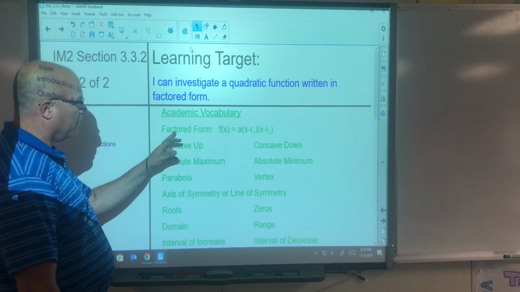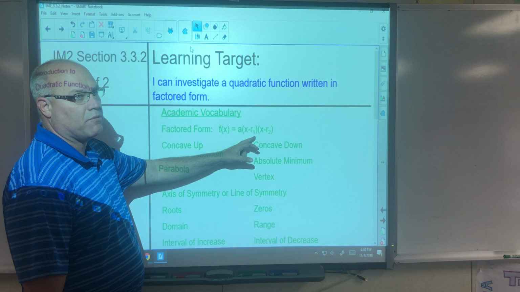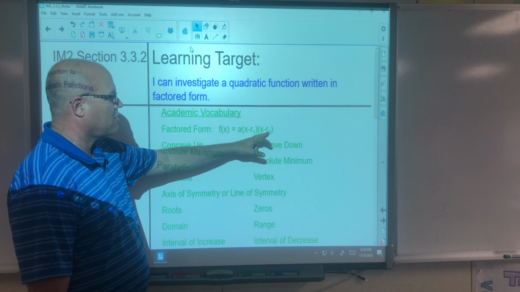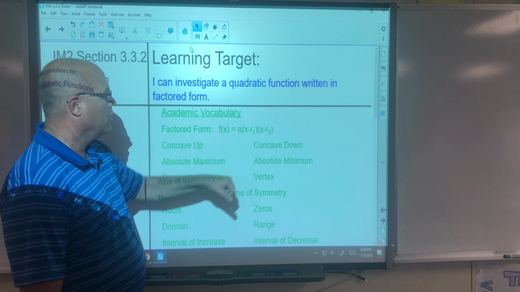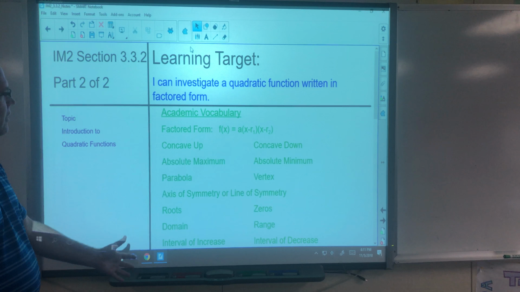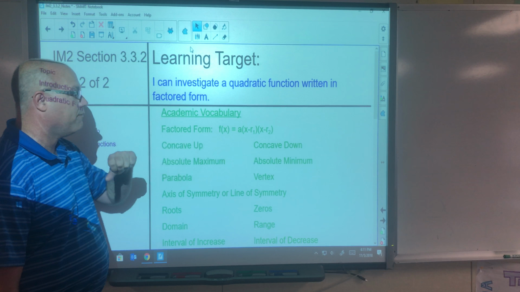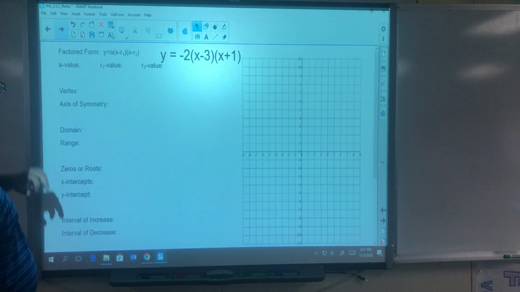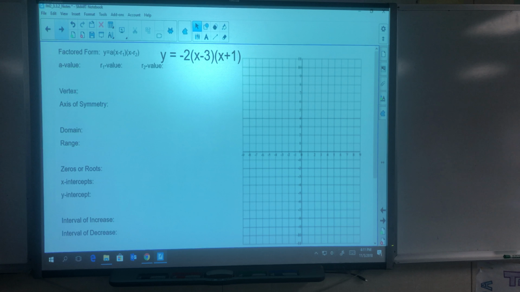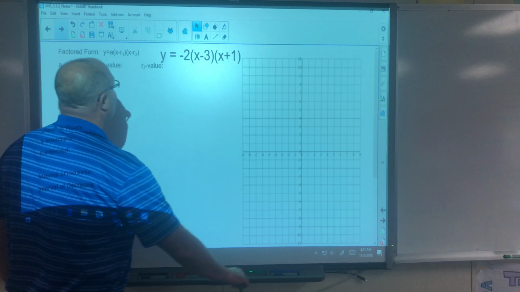So factored form is f of x equals a times (x minus r sub 1, which is root 1) times (x minus r sub 2, which is root 2), or you can think of them as the zeros as well. All the other vocab is the same as part 1. Just now we're dealing with factored form versus standard form in the last video. All right, so let's investigate y equals negative 2 times (x minus 3) times (x plus 1).